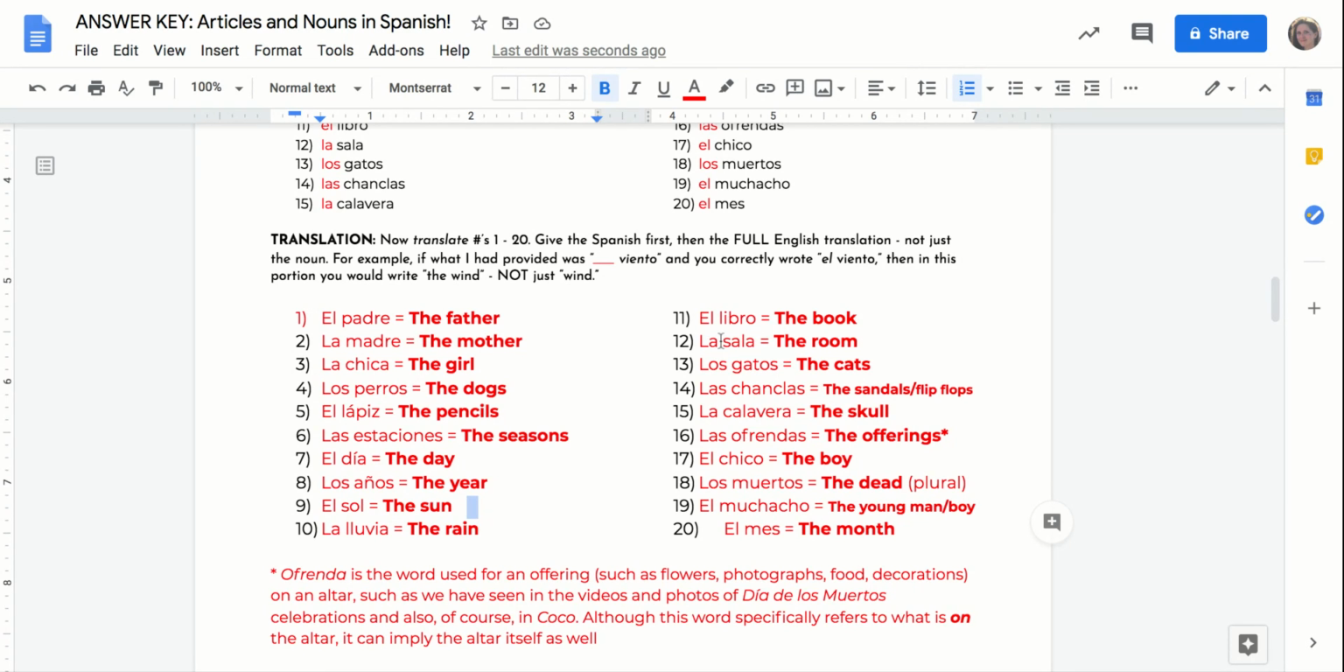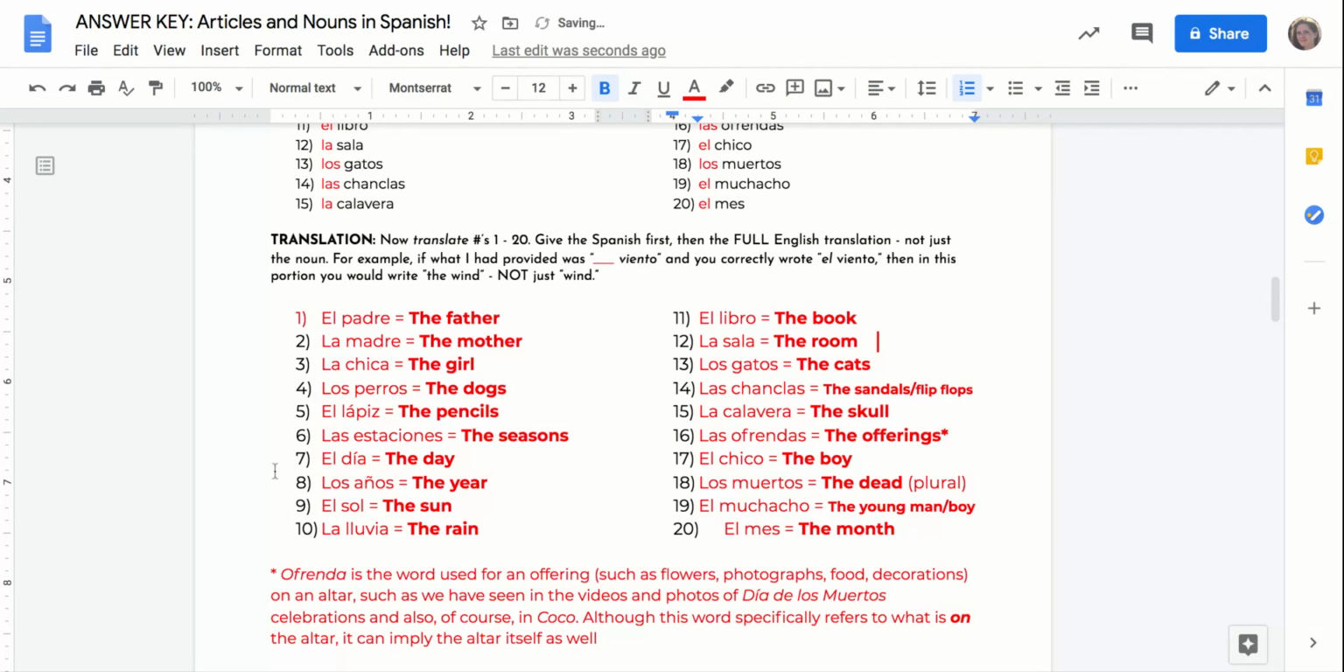Okay, la sala here, number 12. It says the room, and I did want to specify that la sala generally is going to be a living room, but I use it here because la sala can also refer to a classroom. You would usually call that the sala de clase, sala de clase. Sometimes that is referred to as el aula, el aula. I'll write that here just so you know it, el aula, okay?